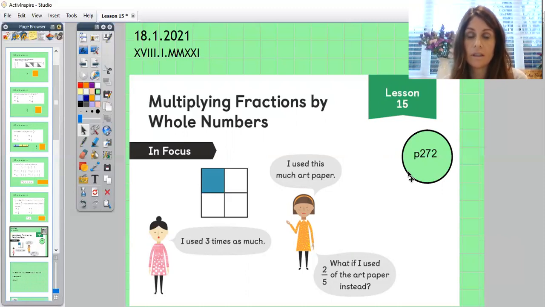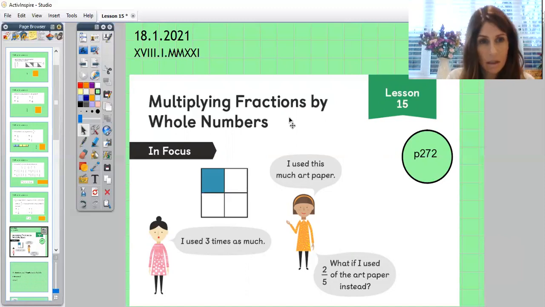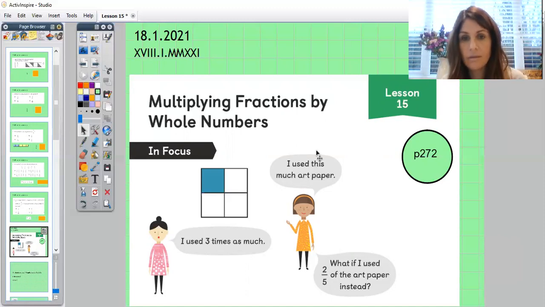Okay, so it's page 272 in your textbook. So pop today's date in your books. Now we've obviously got it in Roman numerals as well. Just checking I've done that correctly. Yes, I think I have.